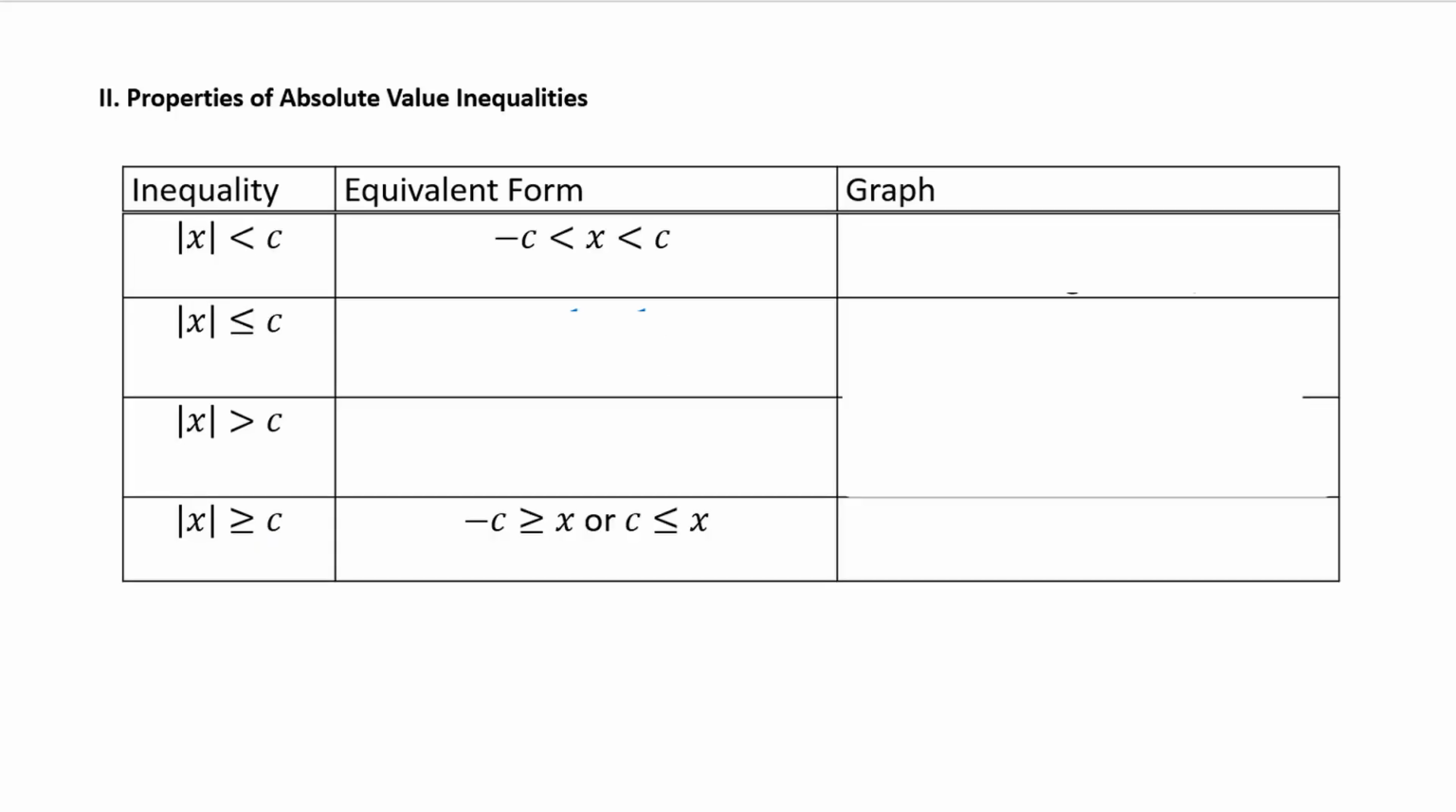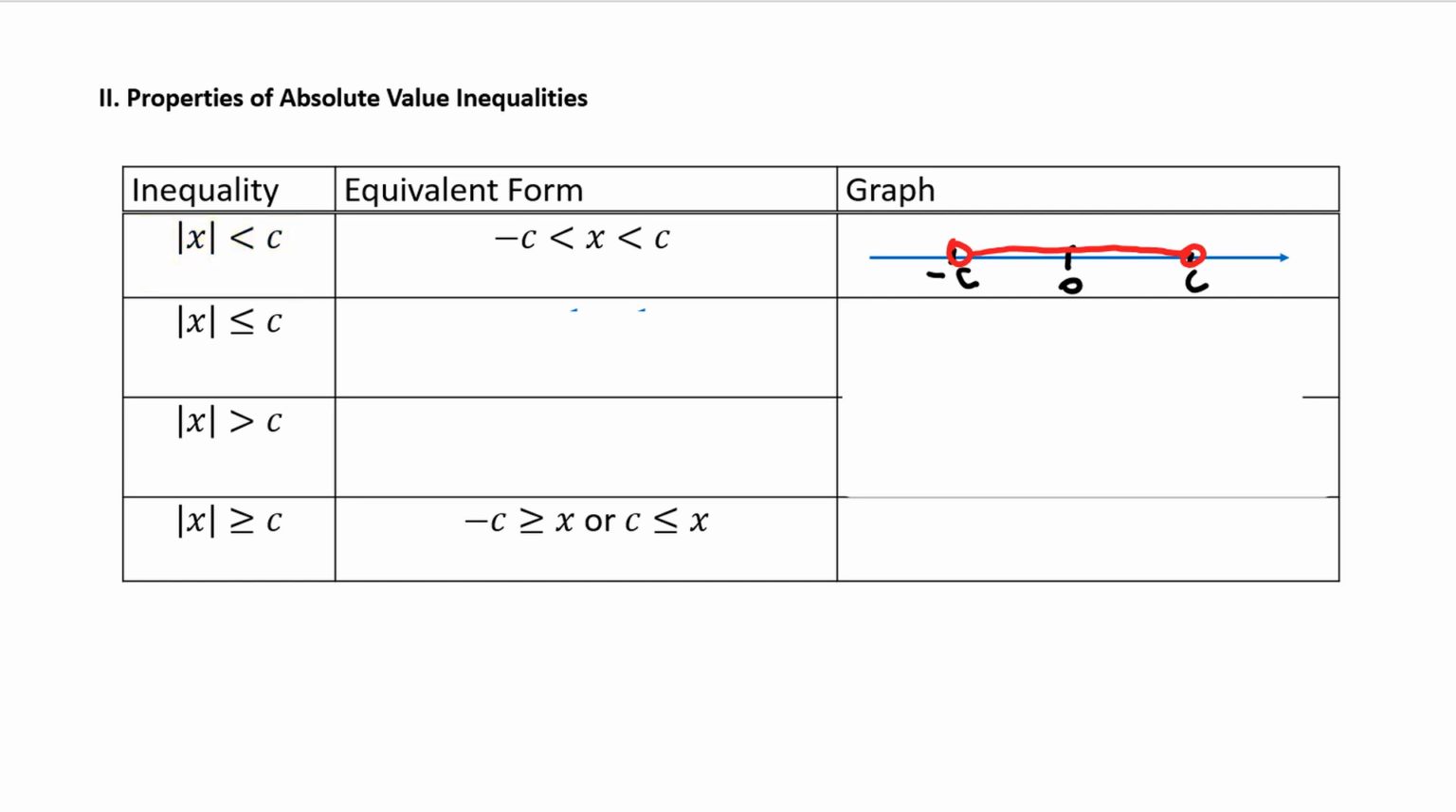2. Properties of absolute value inequalities. For the inequality, the absolute value of x is less than c, we can write this in equivalent set notation as negative c is less than x is less than c. On a number line graph, we would denote the negative c with an open hole and a positive c with an open hole and connect the line in between.